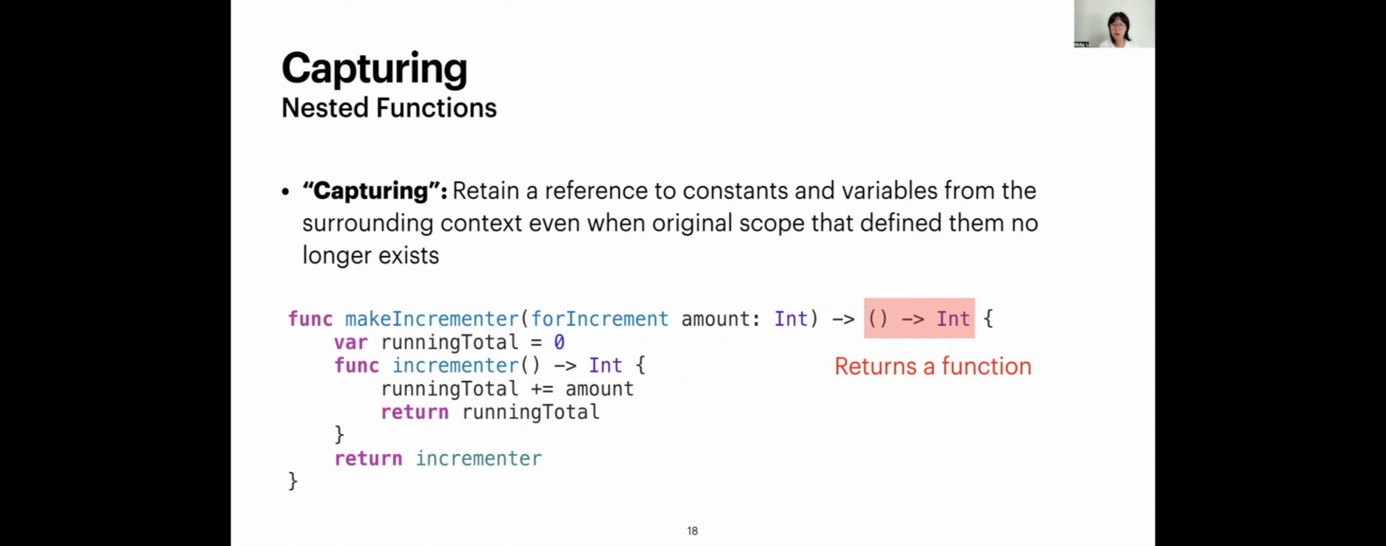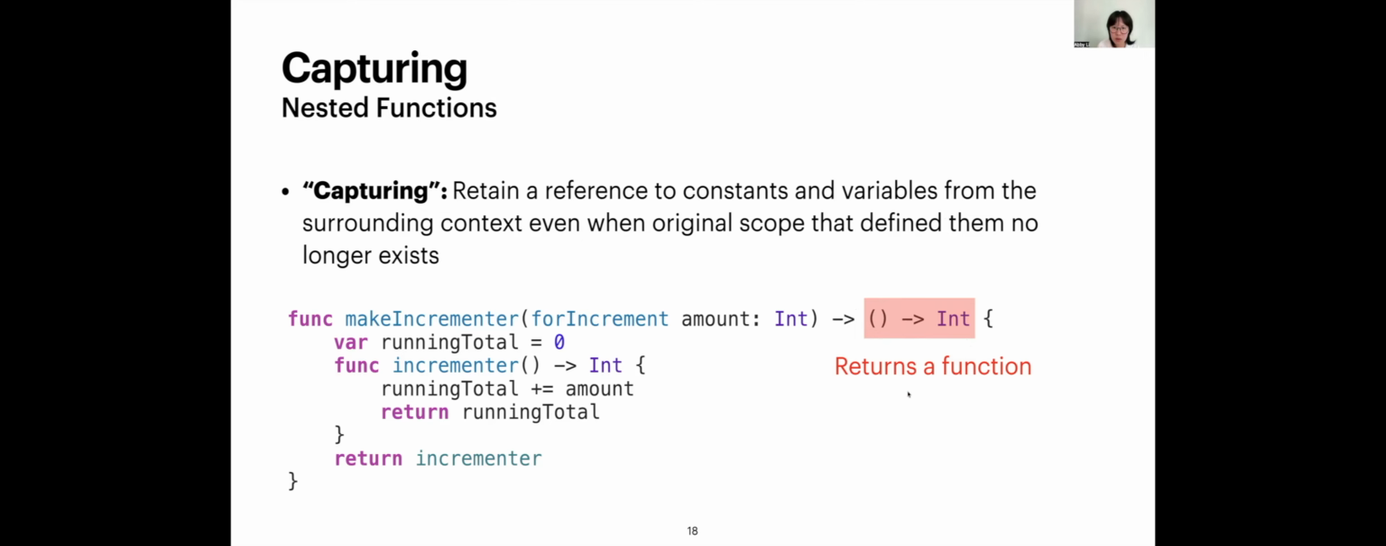So now let's talk about what capturing actually means with an example. Here we have a function called makeIncrementer. It takes an integer parameter called amount, and here's the interesting part. It returns a function. Look at the return type. Its parameter points to Int, where the empty parameter means it takes in nothing but returns an integer.